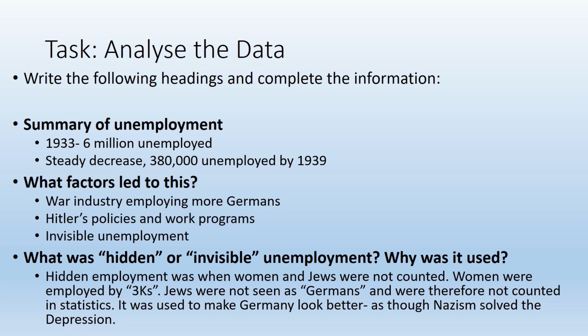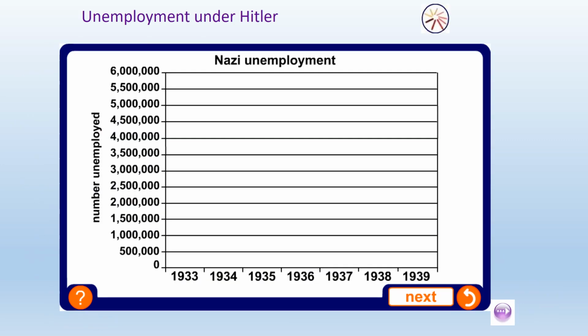Well, the Germans knew they had to look good, and they had to look good in the eyes of Britain and France, so they would get off their case and let them get on with, essentially, developing their military in secret. Women and Jews were not counted in employment statistics. Women were not counted because they were seen as fully employed as wives and mums, and Jews were not counted because, well, they were not people. And again, this was to make Nazism in Germany look better during the Depression.